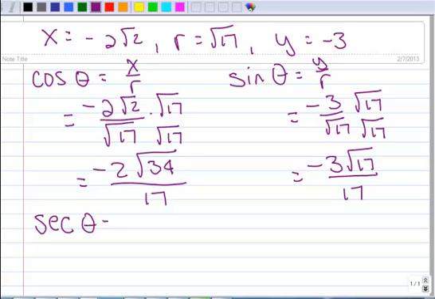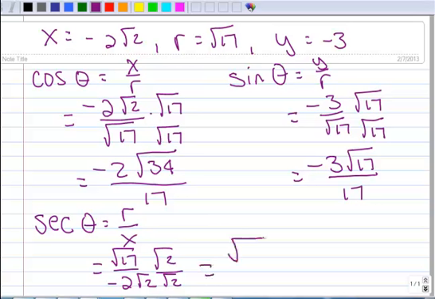So the secant, well, that's going to be r over x. And r was the square root of 17. X is negative 2 times the square root of 2. So we still have to rationalize this. Got to get rid of that square root of 2. So that's square root of 34. And I got a negative, so I'm going to move it up here so I don't forget it. Alright, so square root of 2 times square root of 2 is 2. 2 times 2 is 4.